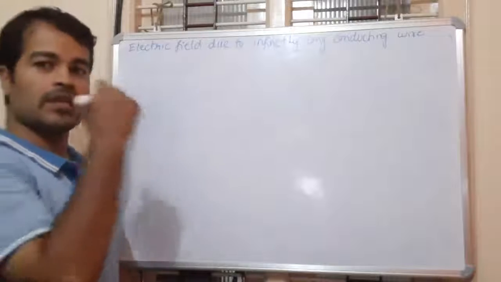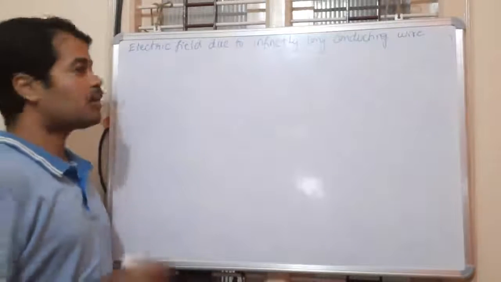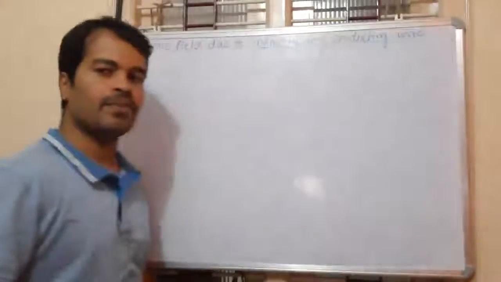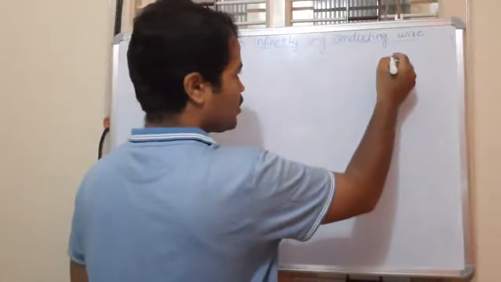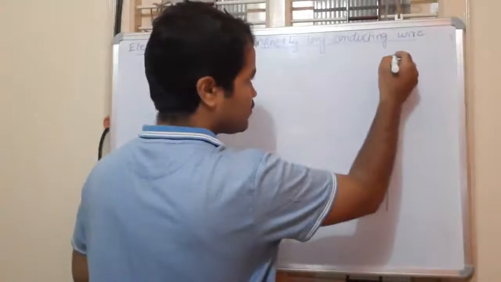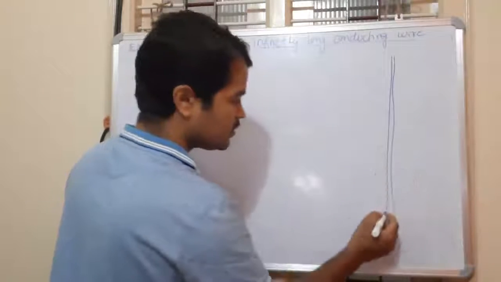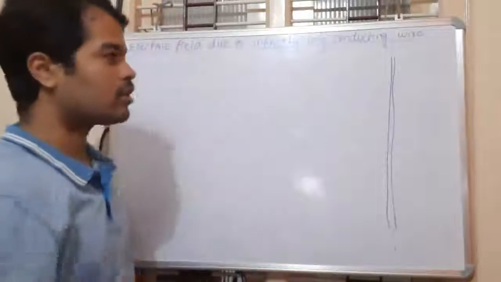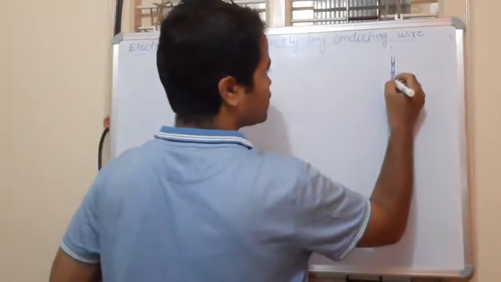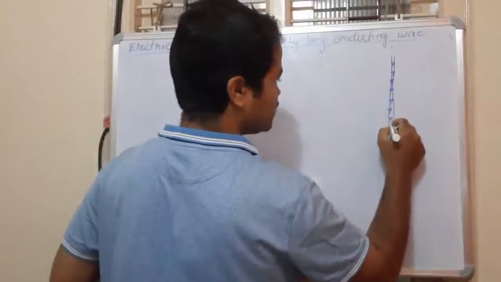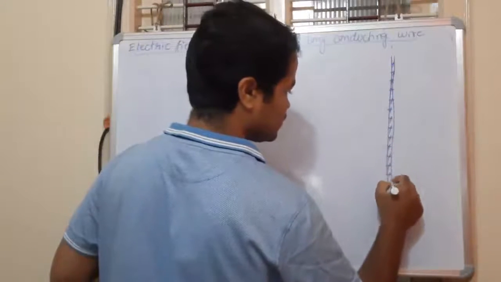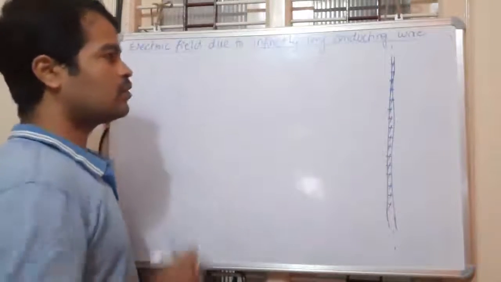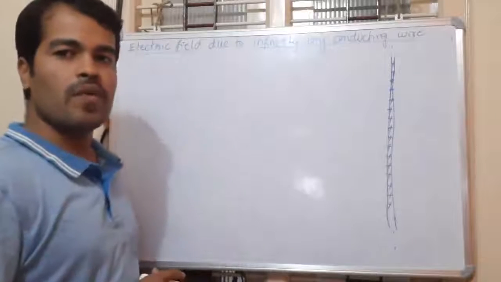Now we look at the first application of Gauss law, that is finding the electric field due to an infinitely long conducting wire. Now consider an infinitely long conducting wire. This is extended up to infinity at top and bottom. And for the time being, I have given a positive charge density. Now what is the direction of the electric field? It is in the outward direction.